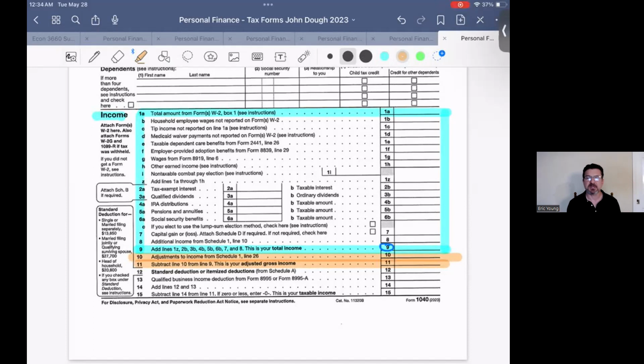So the first step is to add all of your income together and get total income on line 9. From there, you're entitled to what are called adjustments or subtractions. Those adjustments or subtractions come from Schedule 1, line 26, which I'll show you in a separate video, and they sort of feed into this form here. You subtract those subtractions from your total income, and you get your adjusted gross income.